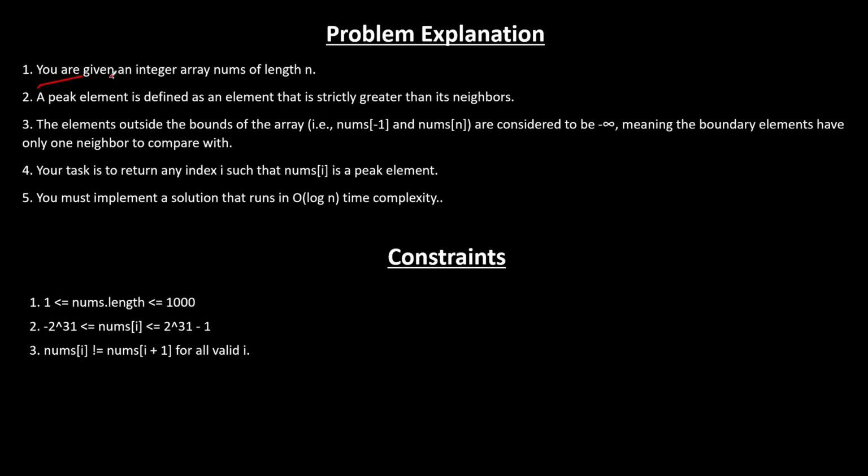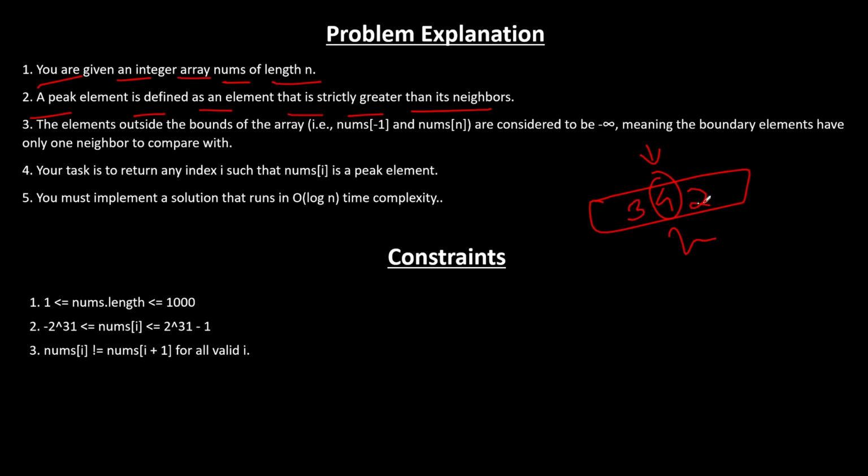So you are given an integer array nums of length n. A peak element is defined as an element that is strictly greater than its neighbors. Basically, if we have 4 here, it is a peak element if on the left-hand side it has an element which is strictly less than 4, suppose 3, and on the right suppose 2. So this becomes the peak element.